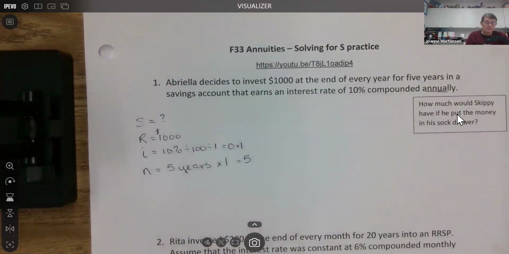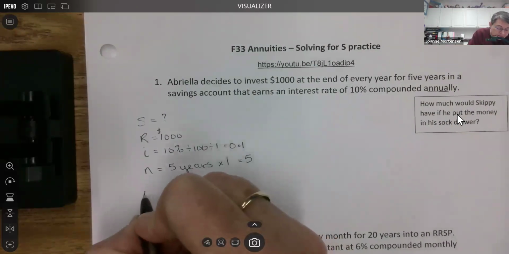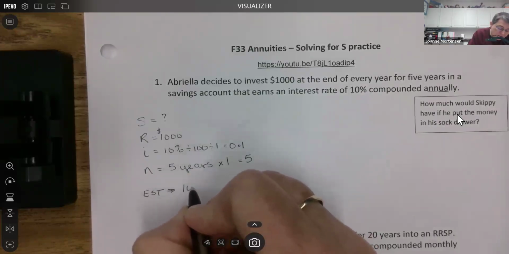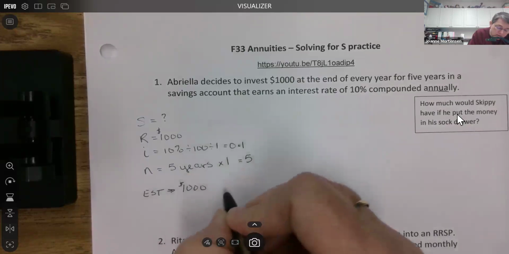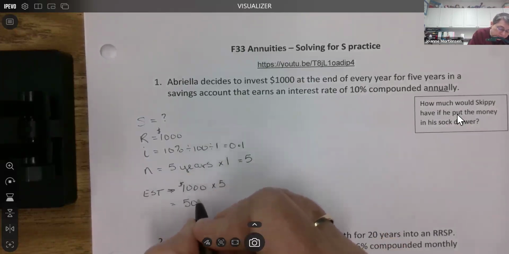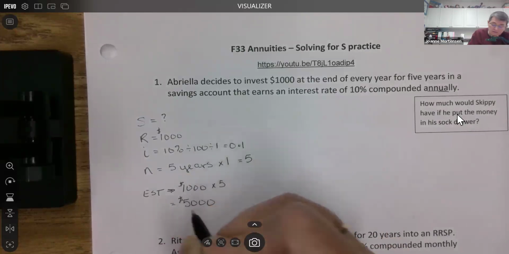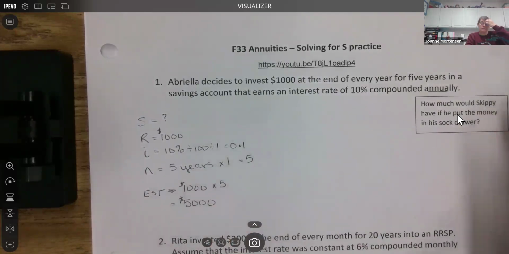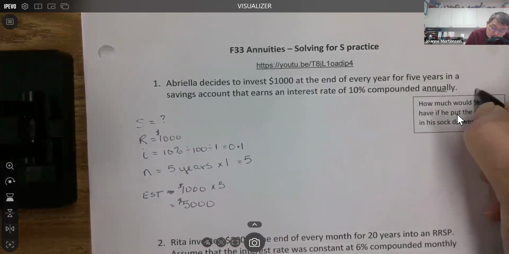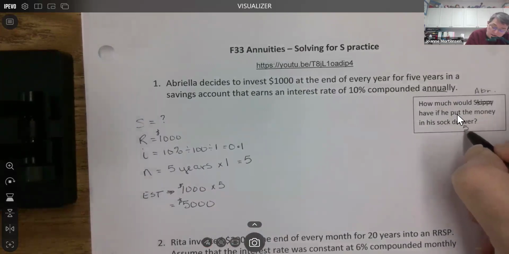All right, so I'm going to do my estimate right away. I've been doing that lately. She puts in $1,000 a year for 5 years. So that's $5,000.